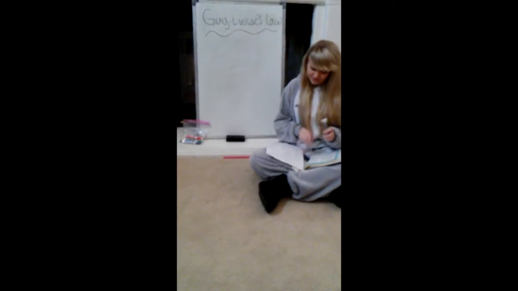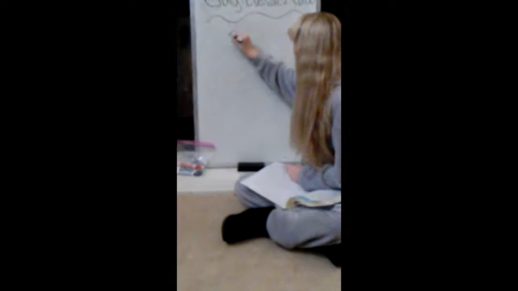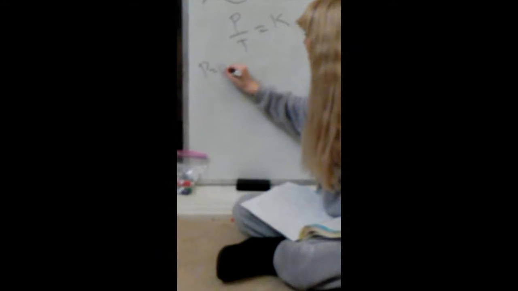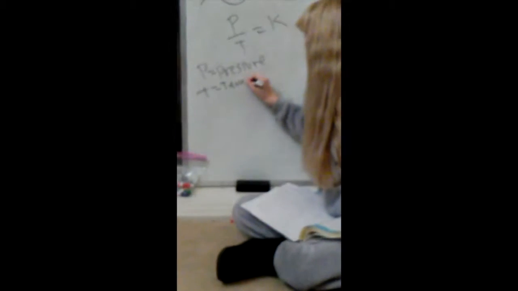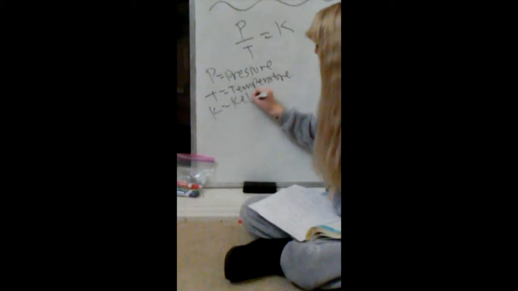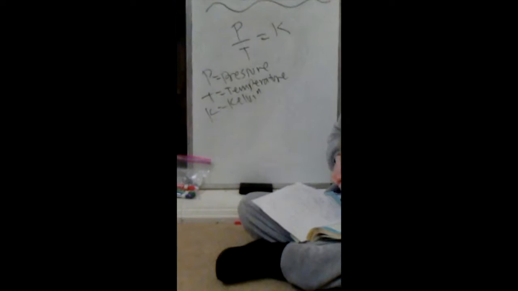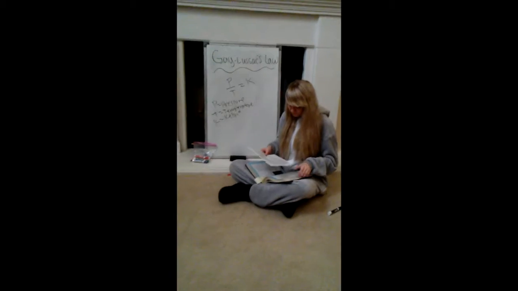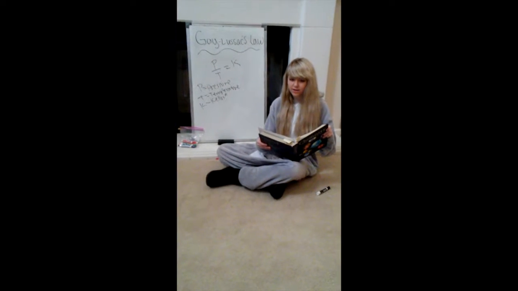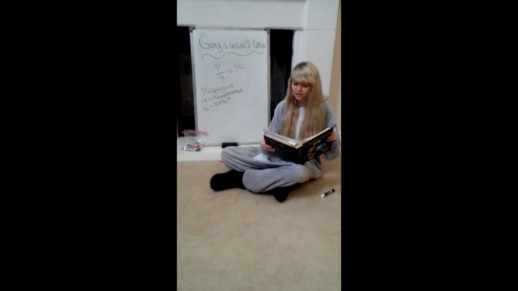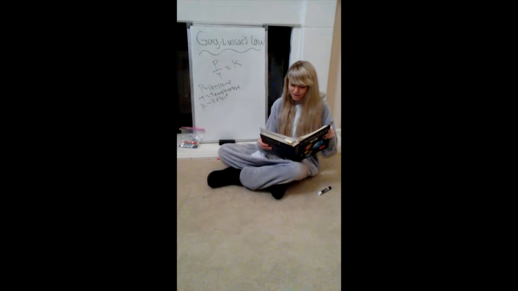Another gas law is called Gay-Lussac's law, and Gay-Lussac's law is written as P over T is equal to K, where P is equal to pressure, T is equal to temperature, and K is equal to Kelvin. This law states that for a given mass at a constant volume of an ideal gas, the pressure exerted on the sides of its container is directly proportional to its absolute temperature.